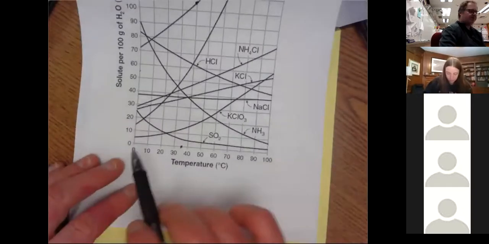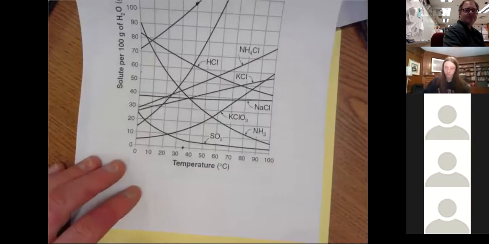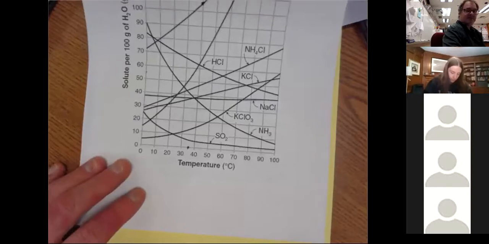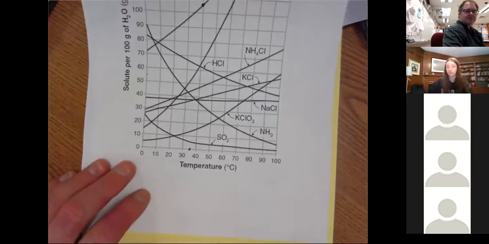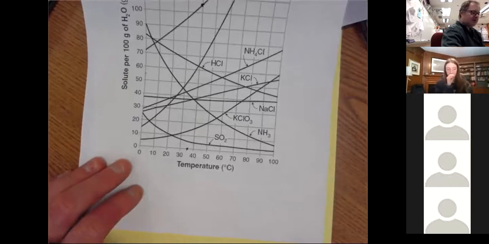I noticed that Owen put NaCl. NaCl just doesn't increase that much. The cool thing too is that if it doesn't increase that much, as we lower the temperature, it probably doesn't decrease that much, which is a great thing to put on roads and stuff like that. Because it's still in solution, preventing that from freezing. So that's pretty cool.